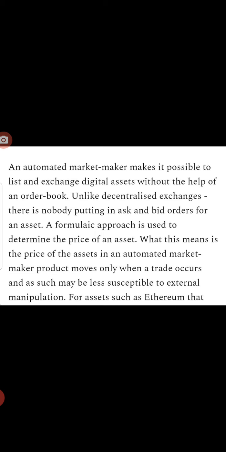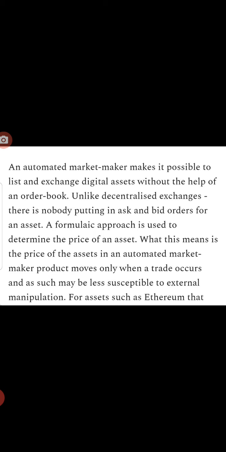But in this case, with an automated market maker platform, you can list any cryptocurrency as long as you can create a trading pair for those cryptocurrencies and have a liquidity pool or liquidity providers who now invest in that trading pair. Hence, any action that happens within that trading pair will lead to those investors earning from the transaction fee. So, an automated market maker makes it possible to list and exchange digital assets without the help of an order book. In this case, there is no need for an order book.